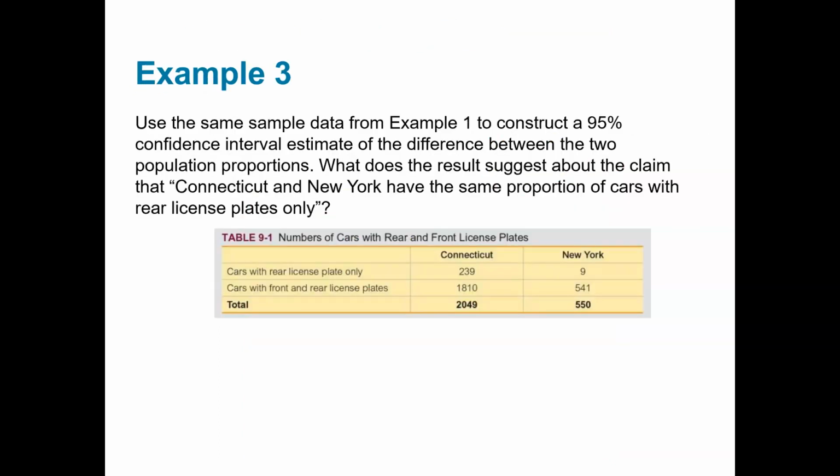So we're using the same sample data from example 1 to construct a 95% confidence interval estimate of the difference between the two population proportions. So what does the result suggest about the claim? So remember that for example 1, the claim was that they are equal. The claim was that P1 is equal to P2. And so let's take a peek here.